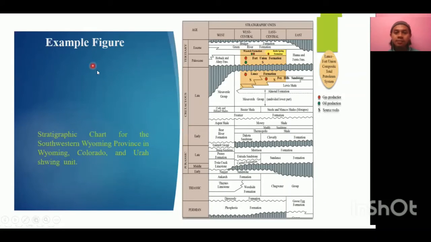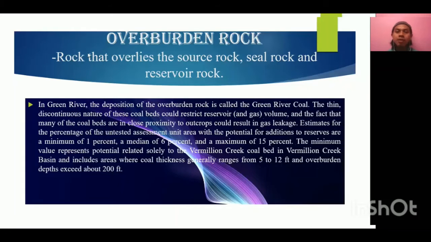This is the example figure. It shows the stratigraphic chart for the Southwestern Wyoming province in Wyoming, Colorado, and Utah. Moving on to the last part, which is overburden rock. In general, overburden rock is rock that overlies the source rock, seal rock, and reservoir rock.